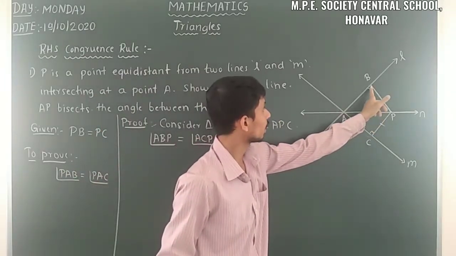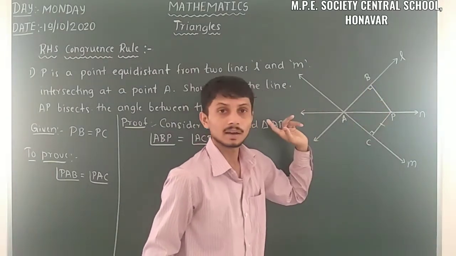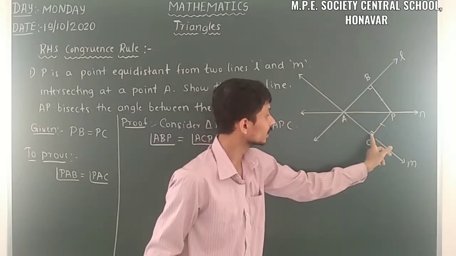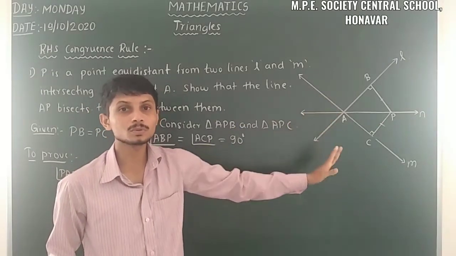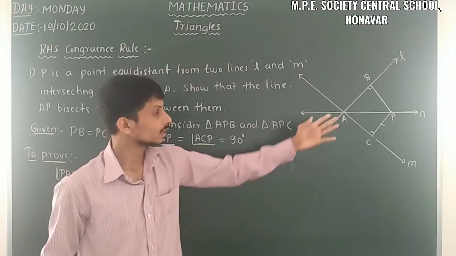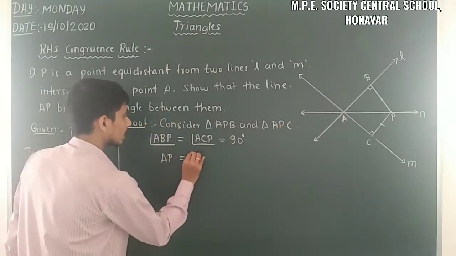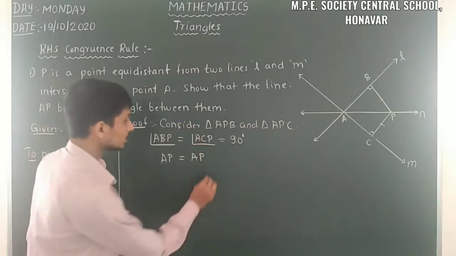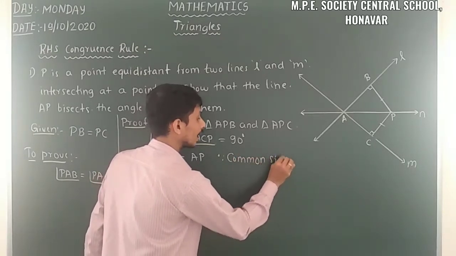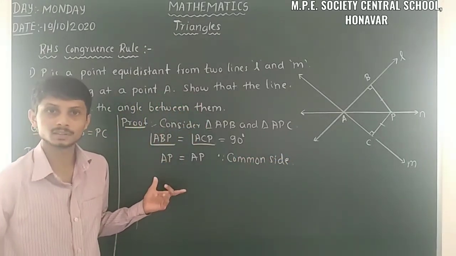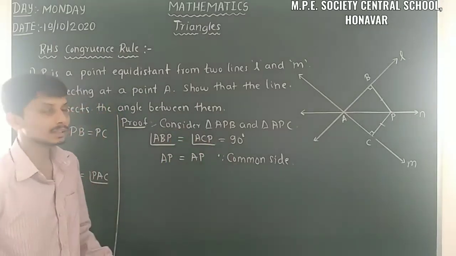Here the side opposite to the right angle is AP. Here it is also the same AP. AP is a common side for both triangles. So that's why it also becomes the hypotenuse. You can take AP is equal to AP because it's a common side, and also it's the hypotenuse for both triangles.